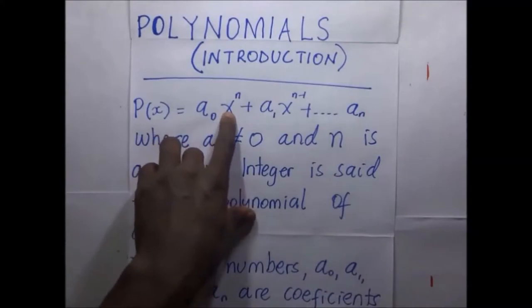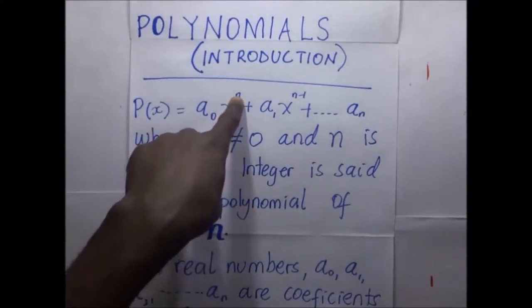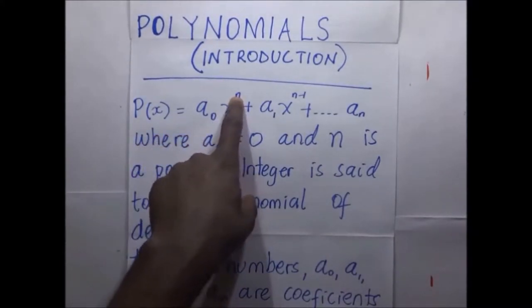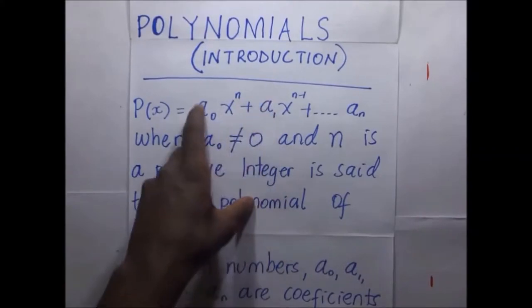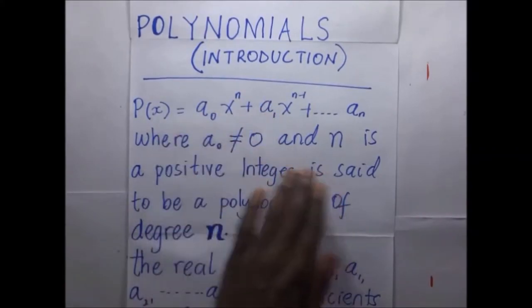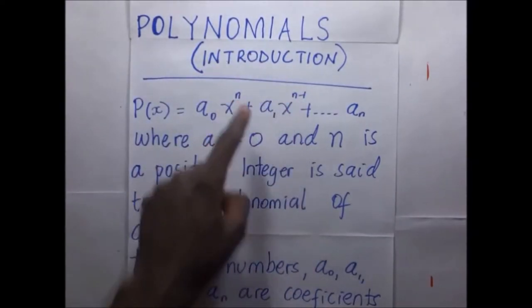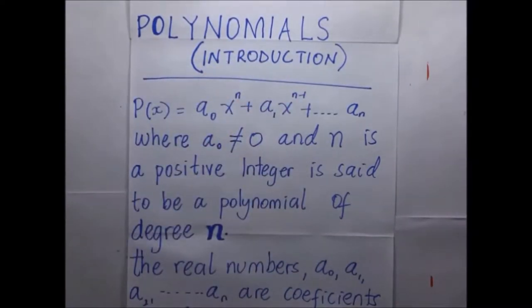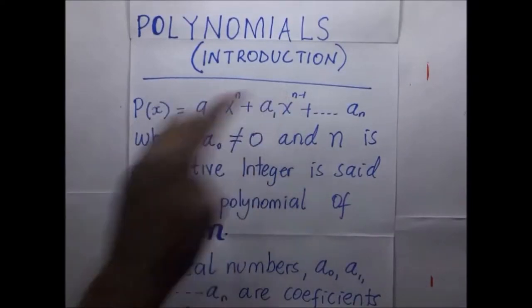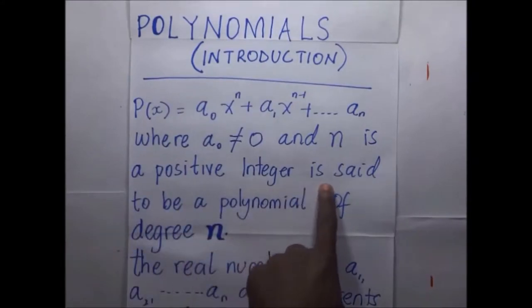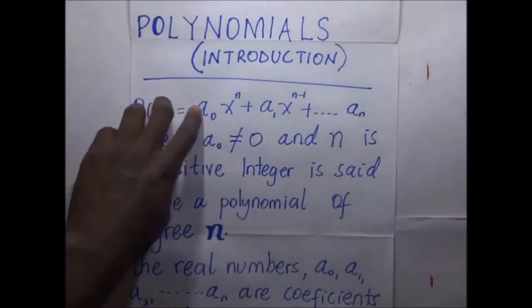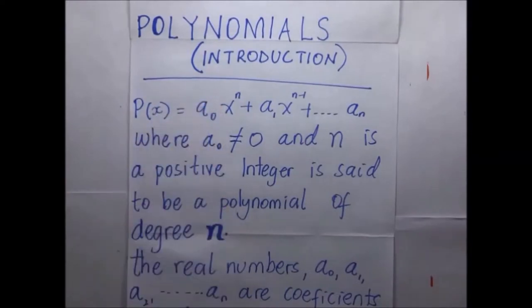Now, this x is an unknown to the power n. The n can be any number, 1, 2, 3, whatever. These values of a naught, a1, and so forth are simply coefficients of these unknowns. And these equations can either have powers to the power 2, to the power 3, to the power 4. But this value of n should be a positive integer. And this value of a should not be equal to 0 for it to be a polynomial.